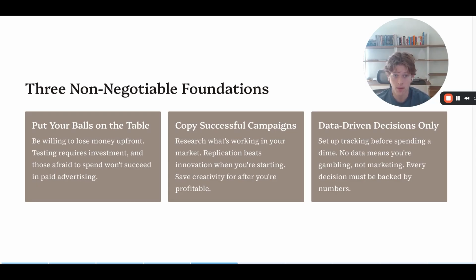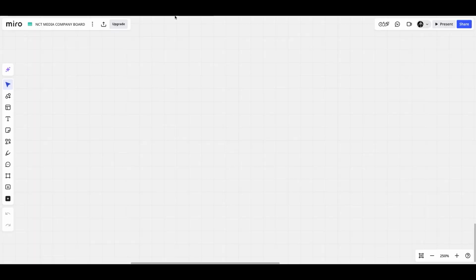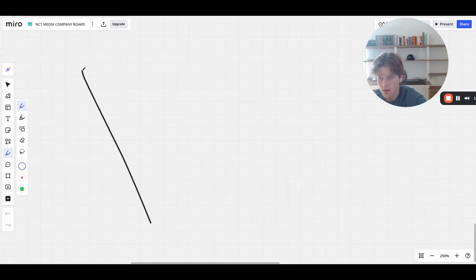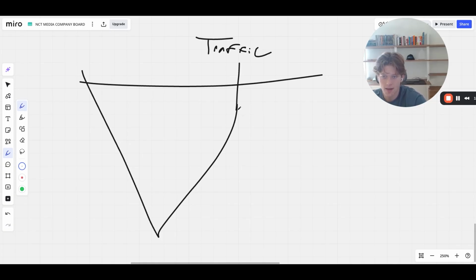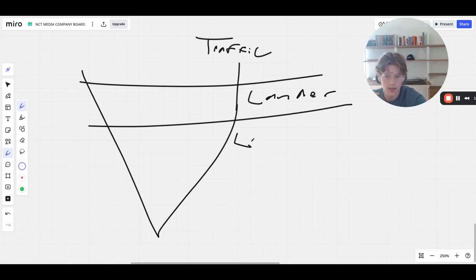And even when problems do come up at scale, bottlenecks, you'll be able to solve them. It's a very simple concept, but you have different parts of your funnel. Let me just draw this out for you. So this is your funnel, and at the top you have traffic. Then you have the lander, and then you have the lead. I would say lead or maybe pre-inspection, pre-call process, and then you have sales.